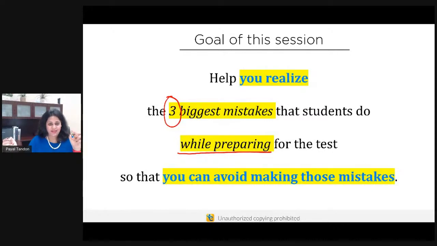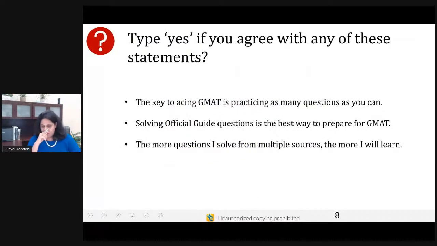Again, this is in the execution phase so that you can avoid making those mistakes. All right, now how are we going to do that? First and foremost, I want to get this feedback, this input from you. Type yes if you agree with any of these statements.